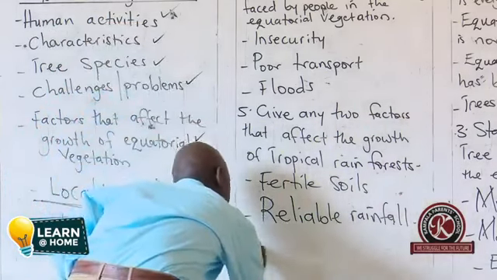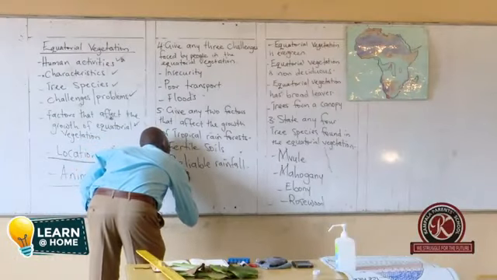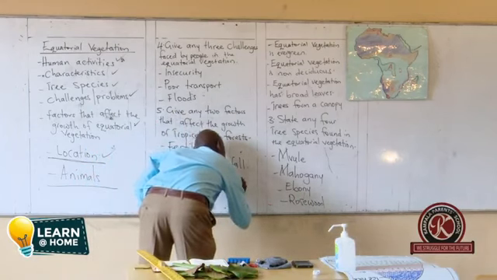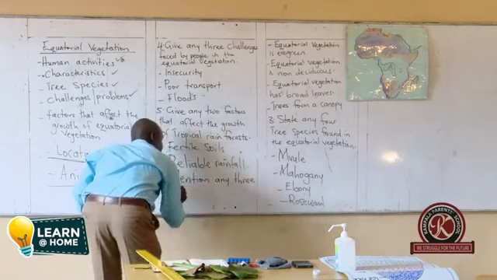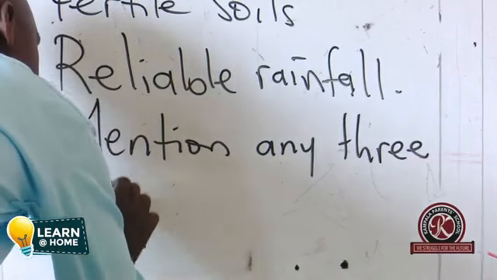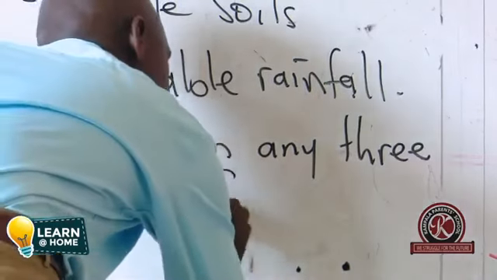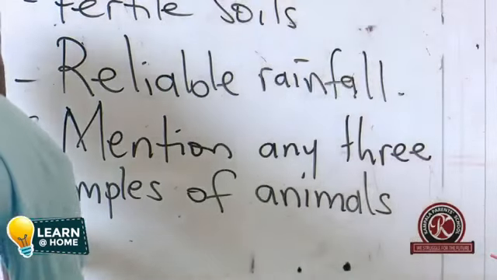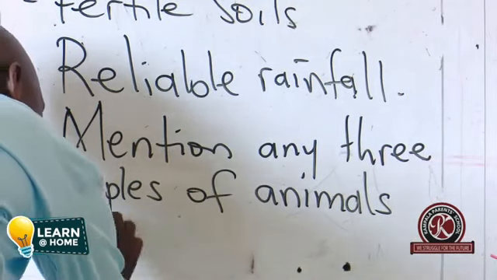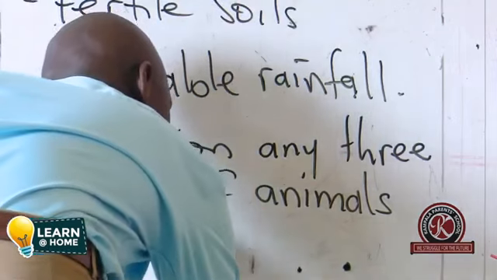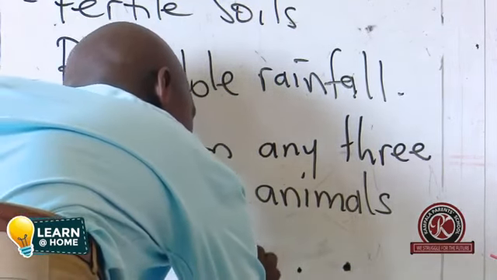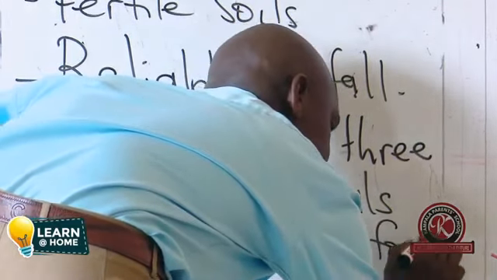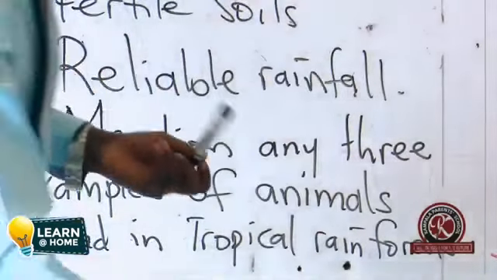Number 6. Mention any three examples of animals found in tropical rainforests. Examples of animals found in tropical rainforests.